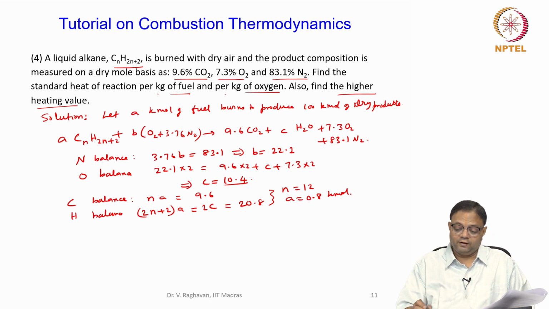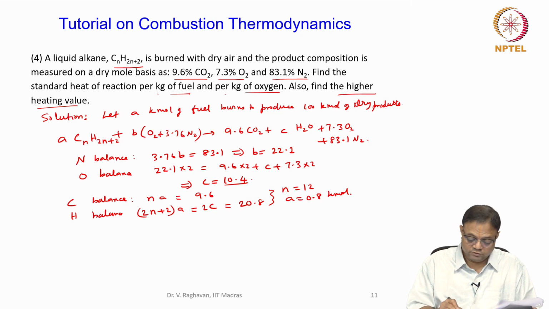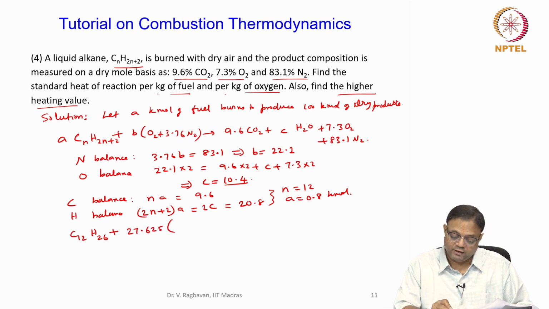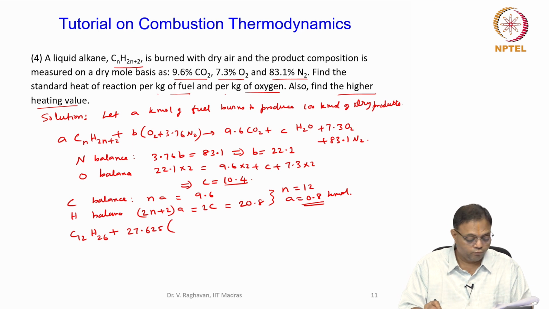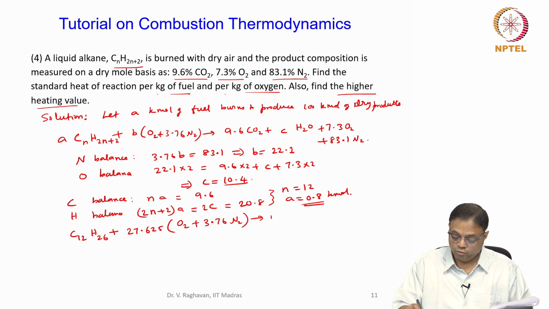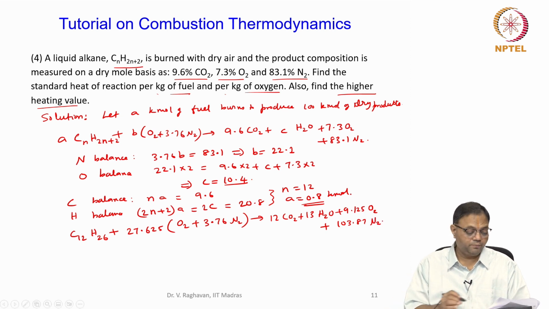So now I can write the actual reaction as C12H26 plus 27.625 times (O2 plus 3.76 N2) giving 12 times CO2 plus 13 times H2O plus 9.125 times O2 plus 103.87 times N2. Please understand that I have divided the equation by 0.8 so that A is kept as 1 now. So this is the chemical equation.